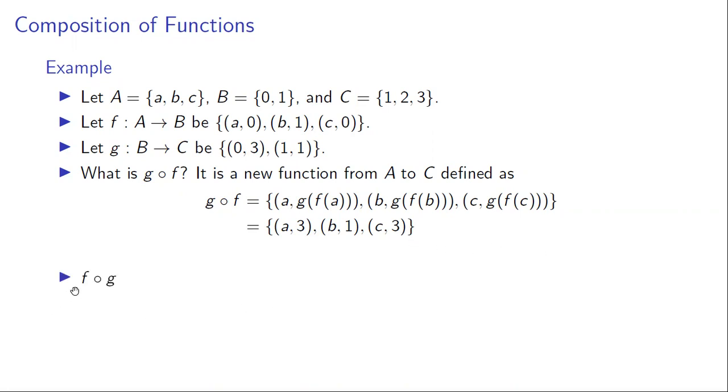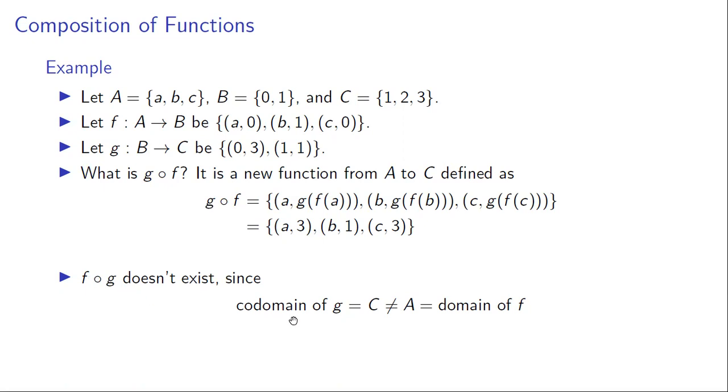Now, what about f circle g? So this was g circle f. What about f circle g? So here's the thing. f circle g doesn't actually exist. Why? Since the codomain of g, which is c, is not equal to the domain of f, which is a. Remember, g circle f worked because f goes from a to b and g goes from b to c. But f circle g doesn't exist.